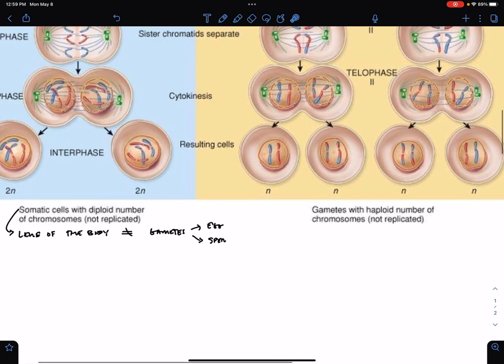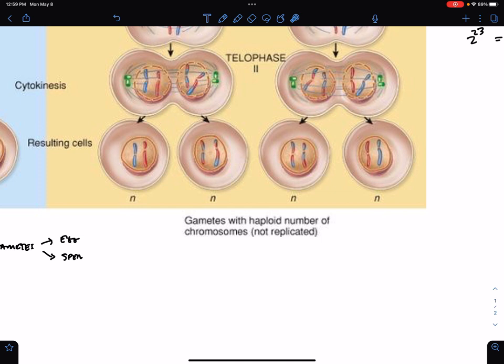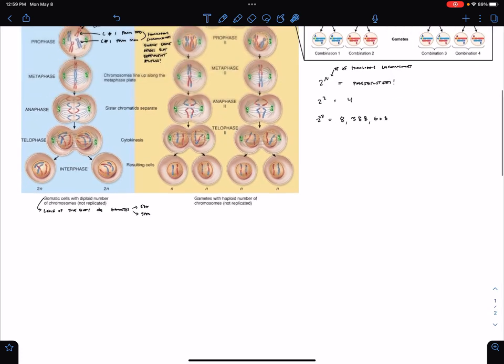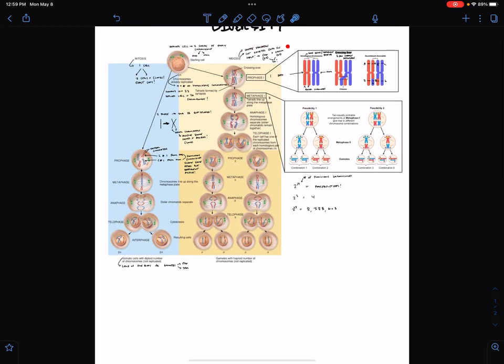So these resulting cells have 2 copies. This is chromosome number 1, and this is chromosome number 1. This is chromosome number 2, this is chromosome number 2. This cell only has 1 copy of chromosome number 1 and 1 copy of chromosome number 2. And then the same is true for this cell: 1 copy of chromosome number 1, 1 copy of chromosome number 2. So we have accomplished our goal of creating variation and cutting the genetic information in half.